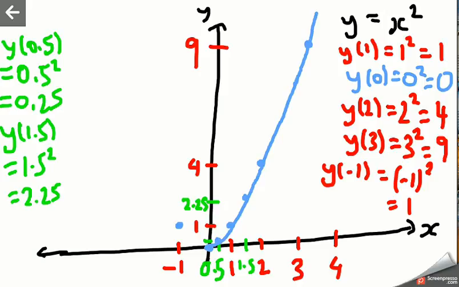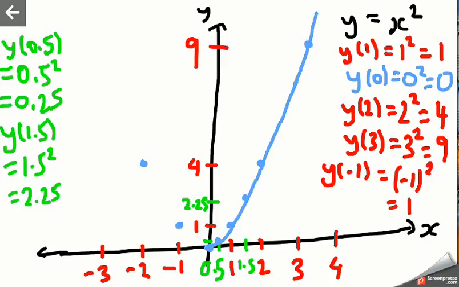How about -2? Messing up the distances a little bit. How about when x is equal to -2? Well, when x is equal to -2, y of -2 is just -2 squared. So -2 times -2. Once again, -2 times -2 is the same as 2 times 2, because a positive times a positive is a positive. So -2 times -2 is the same as 2 times 2, which is 4. And so when x is equal to -2, y of x is equal to 4.